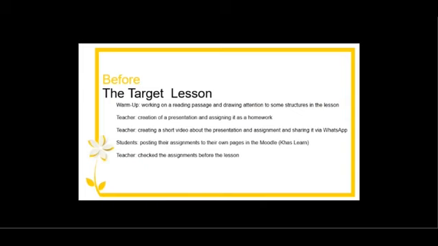I separated this lesson into three stages. The first was the stage before the target lesson, which was also a full lesson. We read a passage, for example, and this passage was also processed in a flipped way.